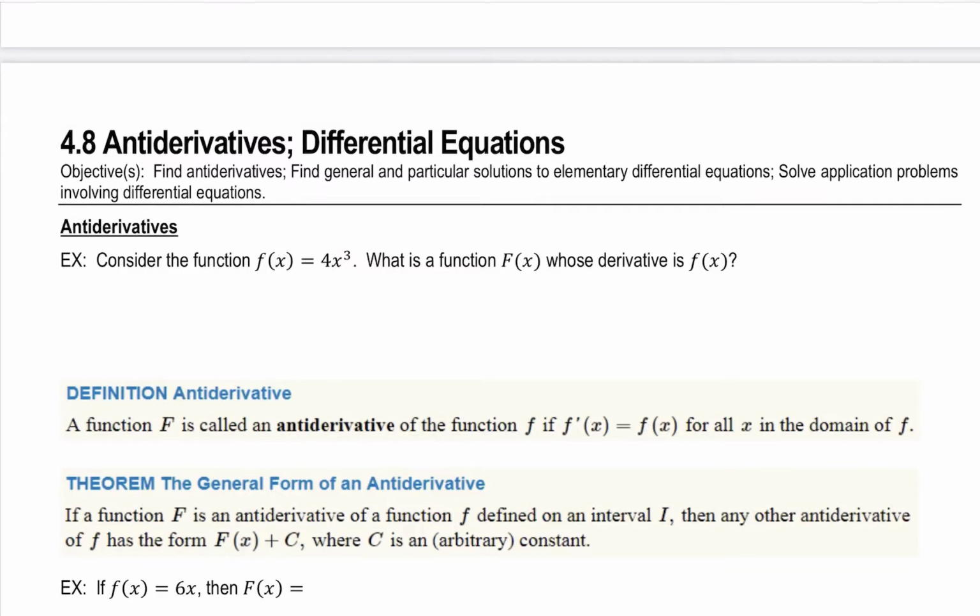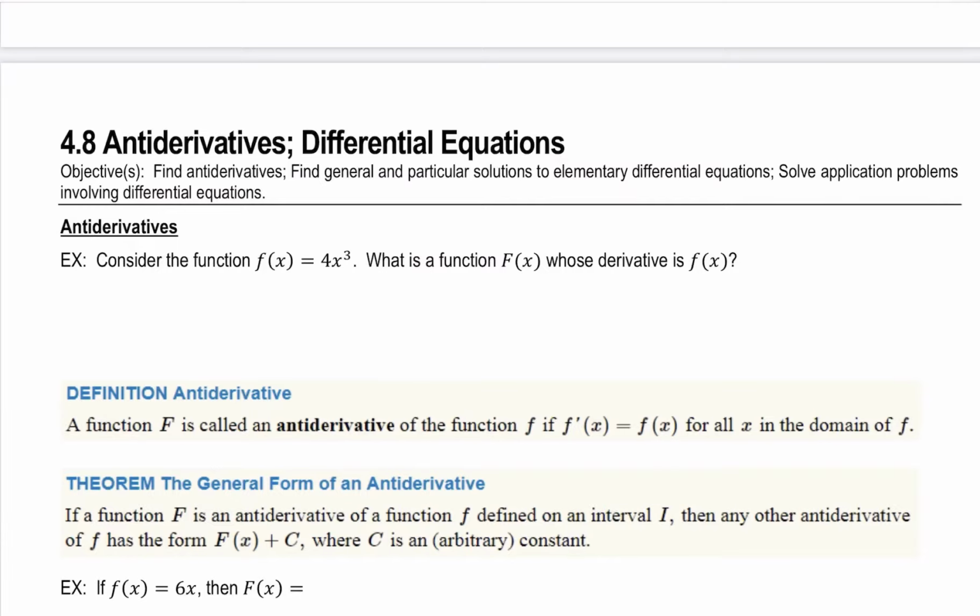Section 4.8 is on antiderivatives and differential equations, but that's going to really just be an extension of this conversation about antiderivatives. So that's what we're going to start with here. And it really is what it sounds like to you, most likely, which is anti, kind of the opposite of, and then the derivative. So we're trying to think of a function whose derivative is what's given.